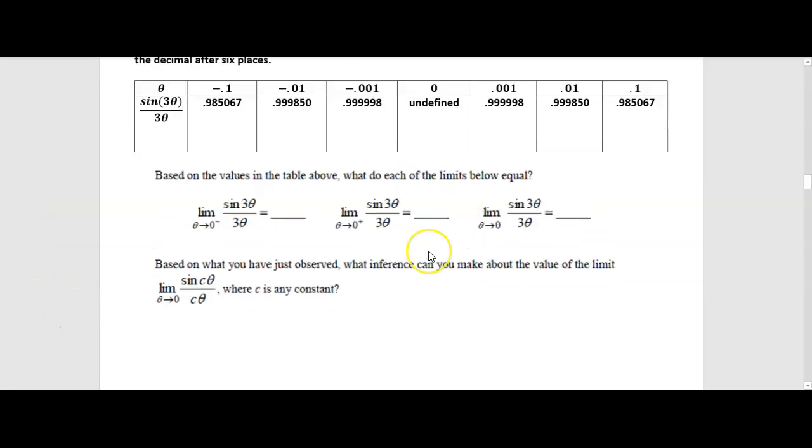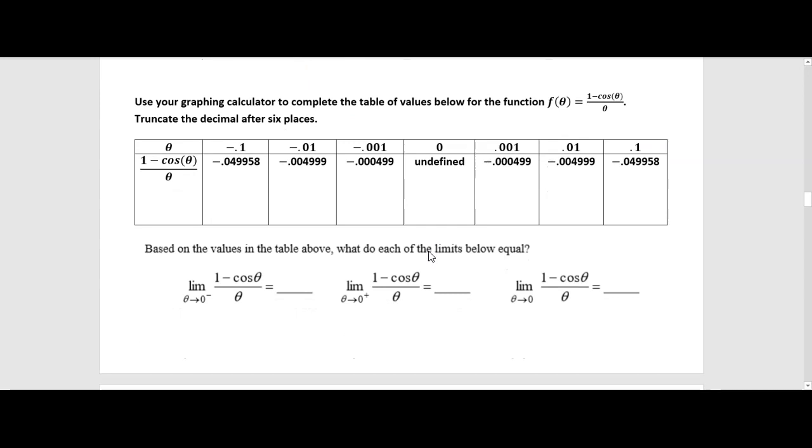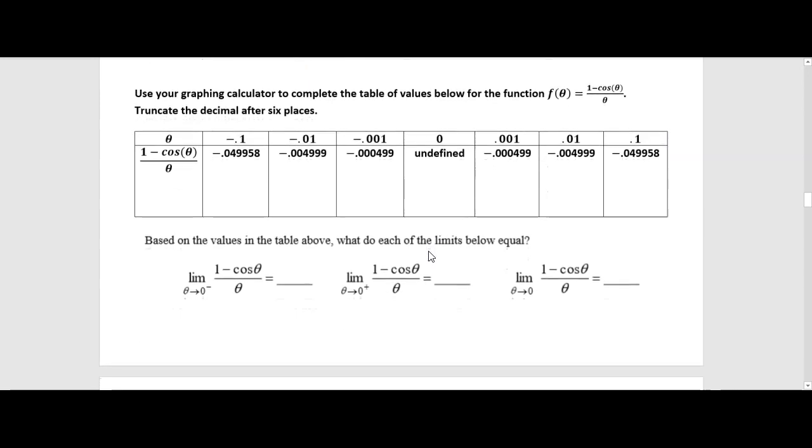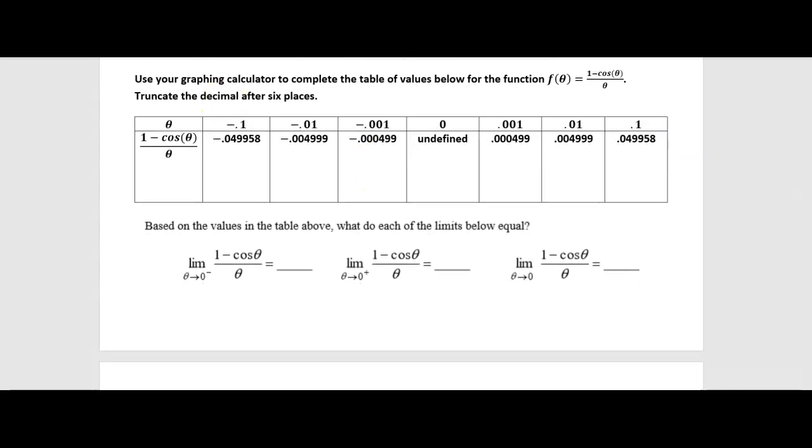Our last one, before we start some practice problems, deals with a limit involving cosine. This function or limit involves a cosine instead of a sine, and again, I filled in the chart. We're looking at the limit of 1 minus cosine of theta all over theta as theta approaches 0.